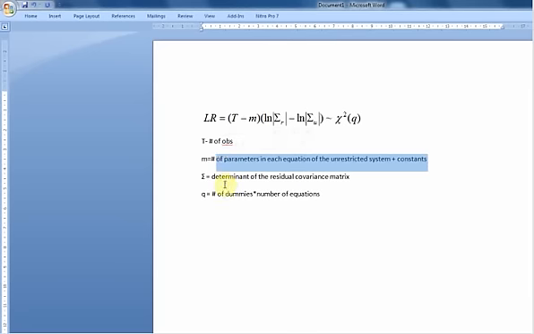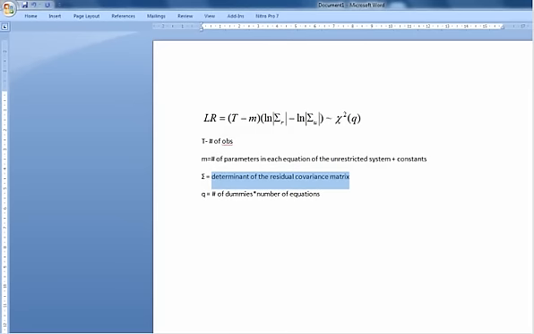Now the sigma here, each sigma, is a restricted sigma and an unrestricted sigma. The restricted sigma is the residual covariance matrix determinant, or the determinant of the covariance matrix of the residuals. I will show you what we mean by this in a few minutes when I go back to EViews.